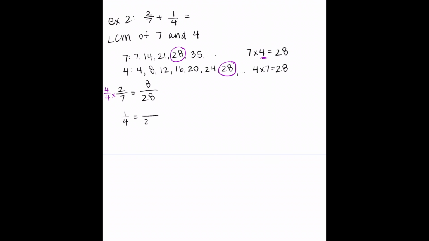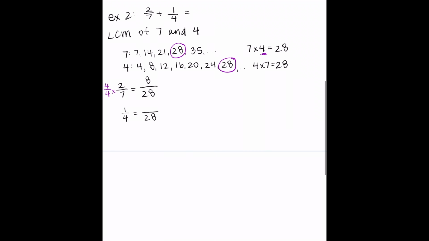Let's do the same thing for 1/4. We want to make the 4 into a 28, so we have the same denominator. To do that, we'll look above. We have to multiply by that 7. So multiply by 7 top and bottom. 7 times 4 gives us the denominator of 28, which is great. And we'll also go through and do the same for our numerator. We'll get 7 times 1 will just give us 7 for our numerator.